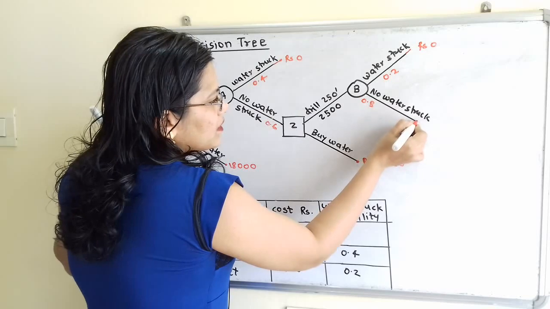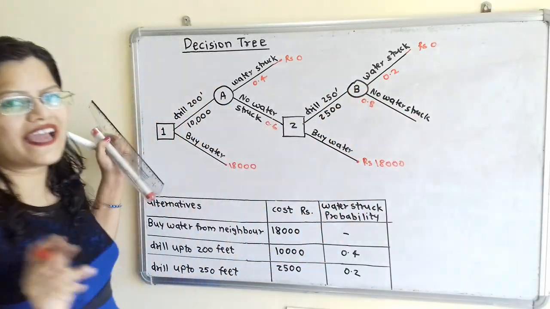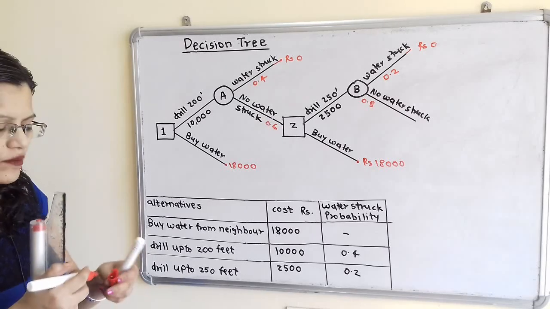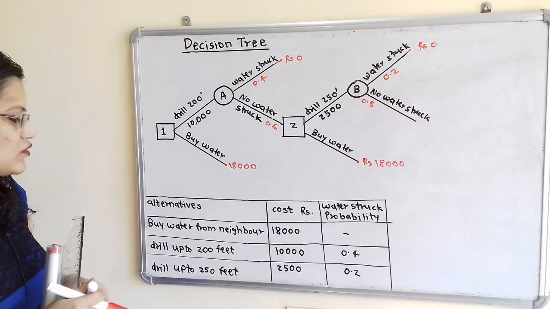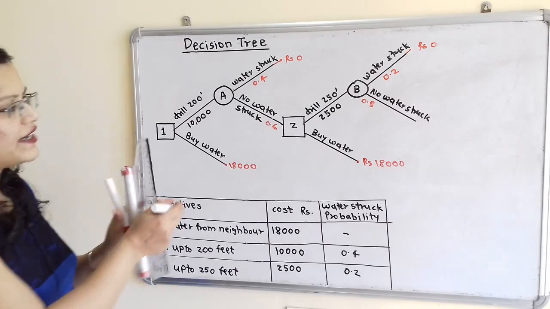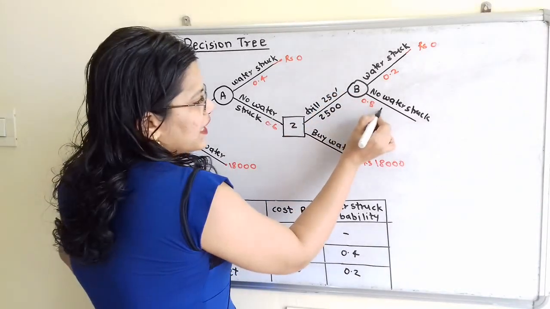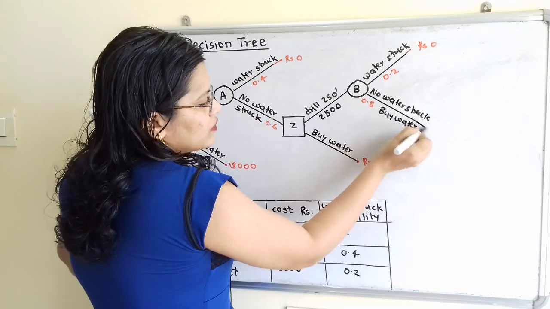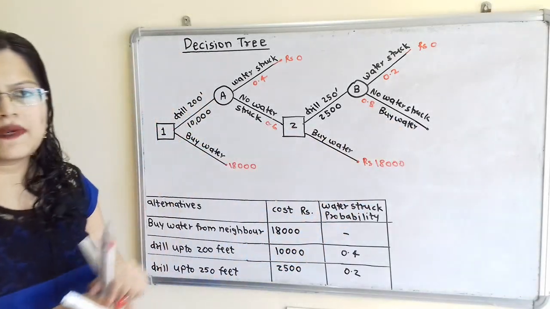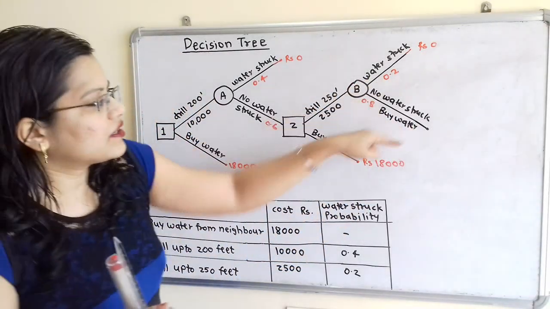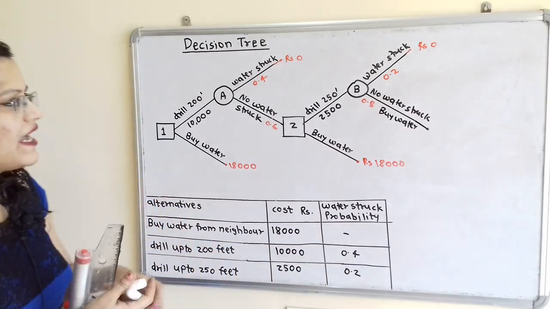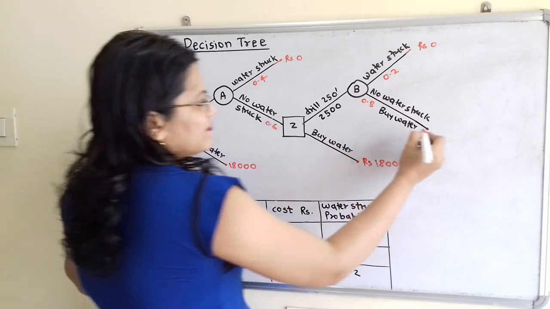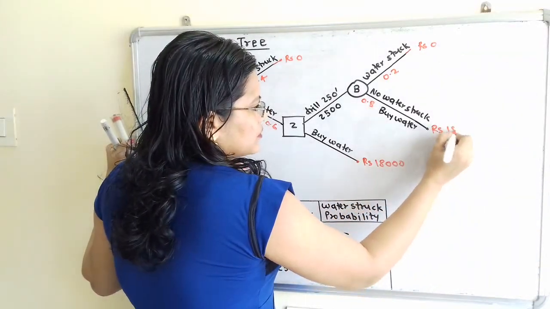Now what will be the meaning of no water struck? That means there is only one option remaining, that is buy water from neighbor, which will cost ₹18,000. So we will write here, if no water struck, that means buy water. And what is the outcome? Because this is also the terminal branch, no other option is remaining, and we have to show the outcome. So the outcome of buy water means it will cost ₹18,000.